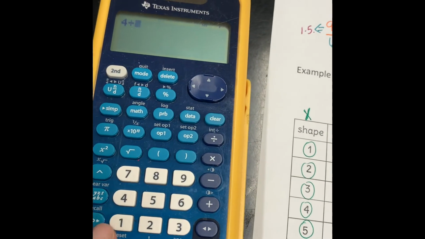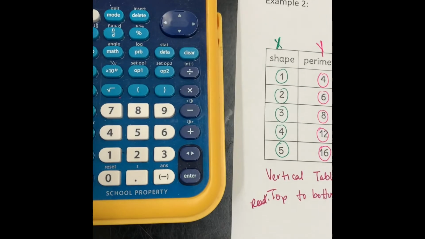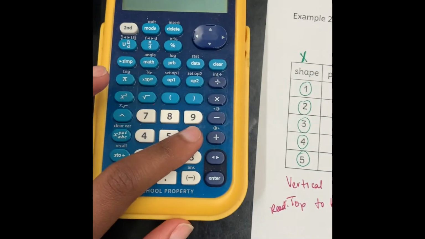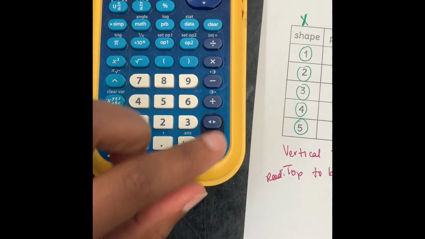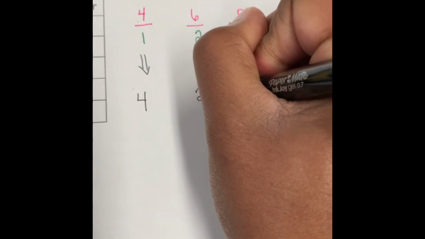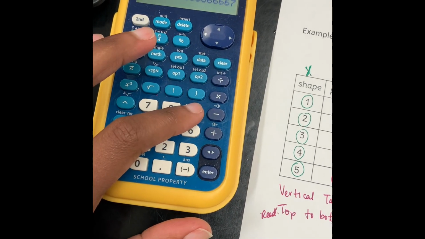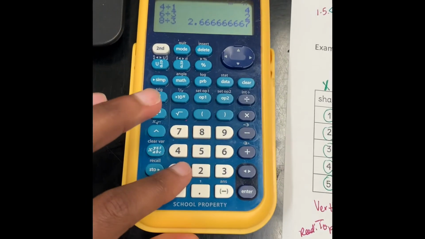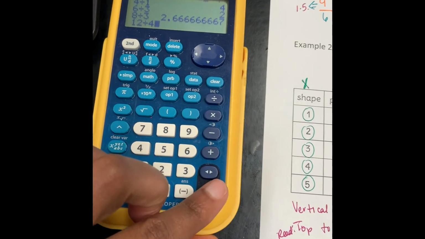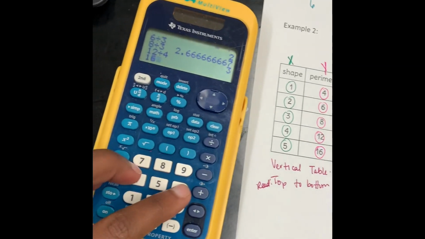4 divided by 1 is equal to 4. So I'm going to write a 4 here. My next one is 6 over 2. 6 divided by 2, oops, is 3. 8 and 3 are my next one. 8 divided by 3 gives me 2.67. 12 divided by 4, which was my next one, is 3. And last but not least, 16 divided by 5 is 3.2.